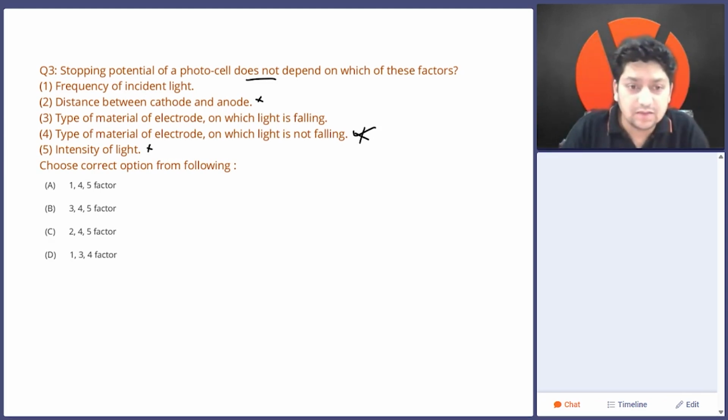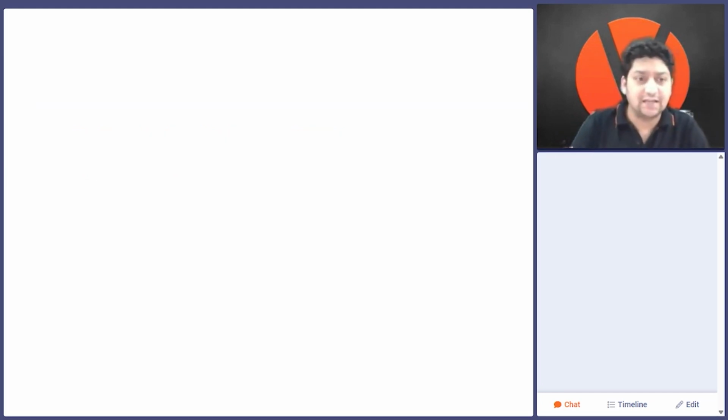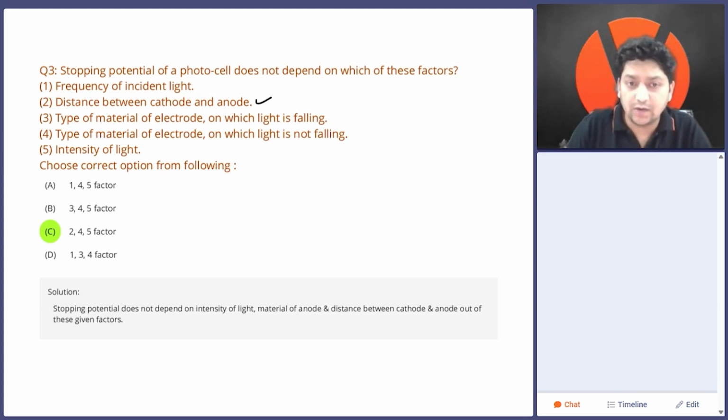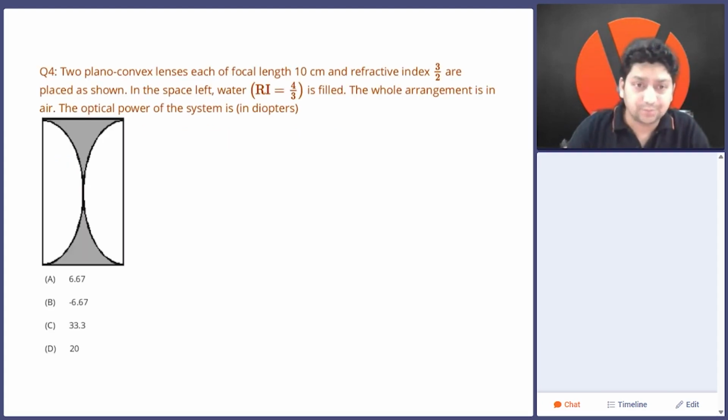So which option are we getting? We are getting C option as the answer. So let's see. Yes, C option is the answer. So second means distance between anode and cathode, the type of material of electrode on which light is not falling, and intensity of light. These are the three factors on which the stopping potential does not depend. Let's move to the next one.